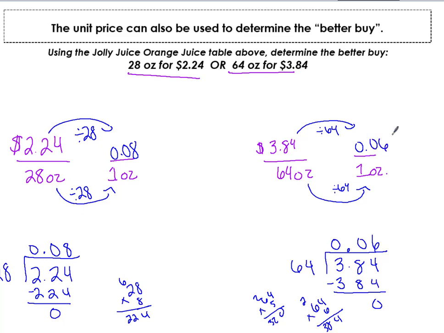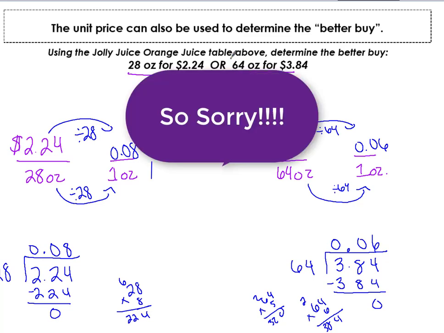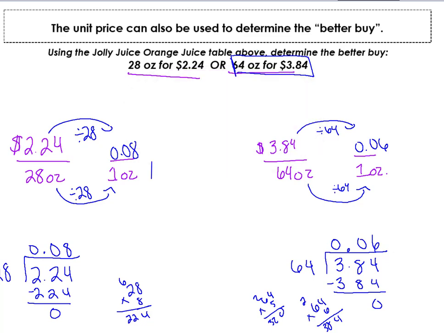Now we look at the unit prices and which one's cheaper. Well, 6 cents is cheaper than 8 cents. So the better buy would be to buy the 64 ounce for $3.84. Let's move on to the next example.